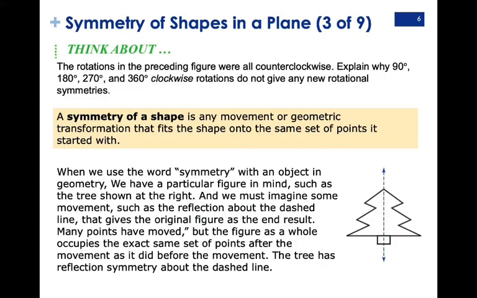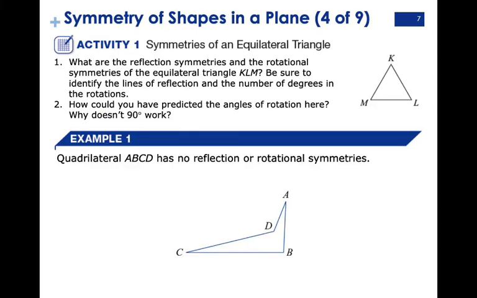Okay, so a symmetry of a shape is any movement or geometric transformation that fits the shape onto the same set of points it started with. So again, the orientation is going to match up that figure again. So here we talked about this reflection on this Christmas tree figure. When we do that, it will match up again here.